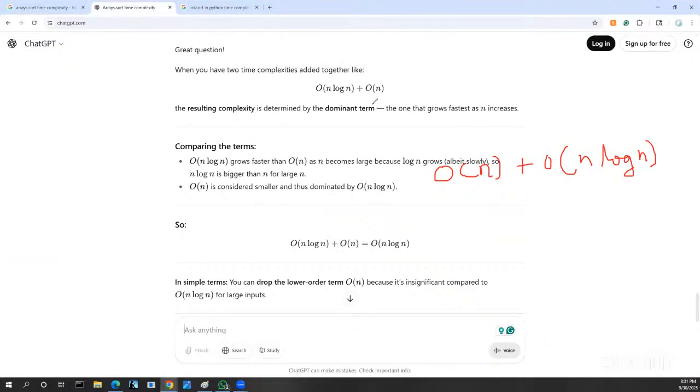Okay, it could be a separate entity. So the resulting complexity is determined by the dominant term. If this is the dominant term, we can discard this one. The one that grows fastest. Sir, how can I find the dominant term?